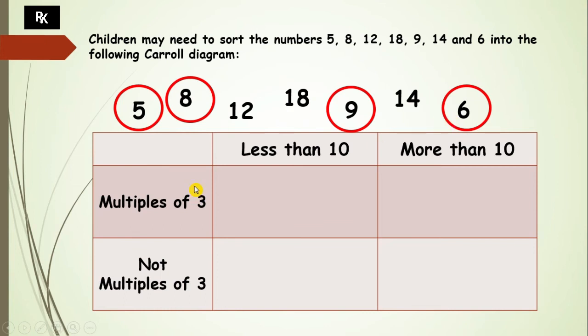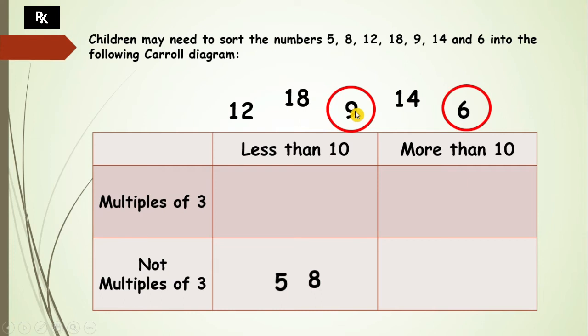Now sort the numbers which are the multiples of 3 and not multiples of 3 between these numbers that I circled. My first number is 5. Is it the multiple of 3? No. 5 is not the multiple of 3. So I will put this 5 in this box. My next number is 8. Is it multiple of 3? No. 8 is also not the multiple of 3. So I will put the 8 here.